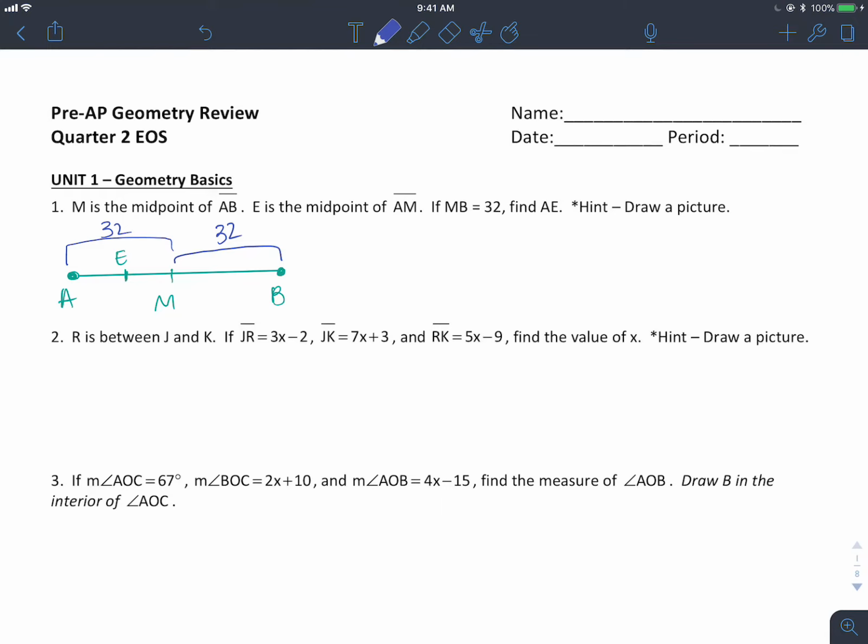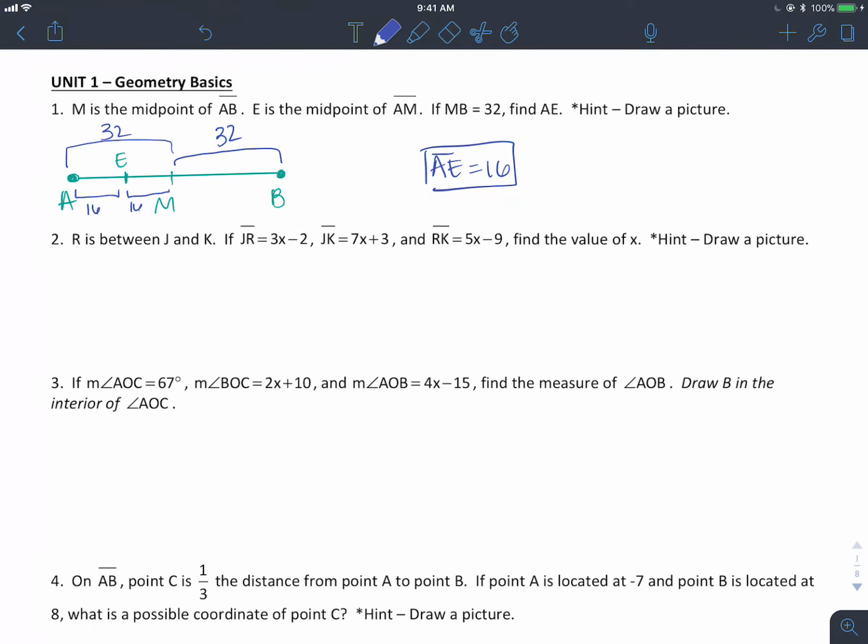And then it says find AE. So since E is the midpoint of AM, that means that AE and EM are congruent, and they are both 16. So AE has a length of 16.